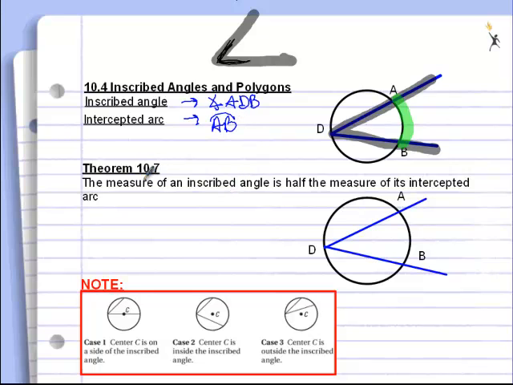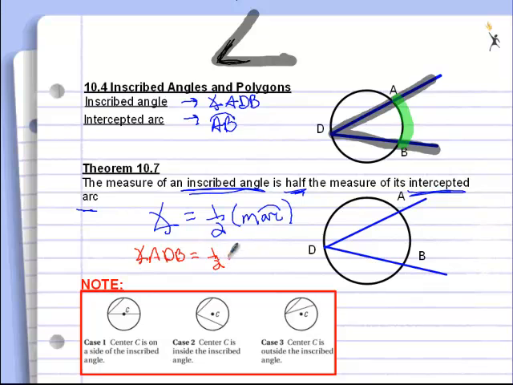Now, Theorem 10.7 says the measure of an inscribed angle is half the measure of its intercepted arc, meaning that an angle equals 1/2 the measure of the arc. So, if we apply this to what we know, we could say angle ADB equals 1/2 of arc AB.